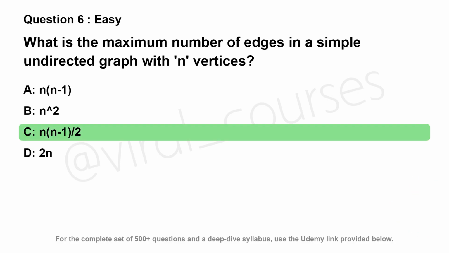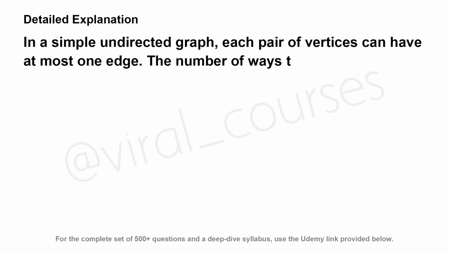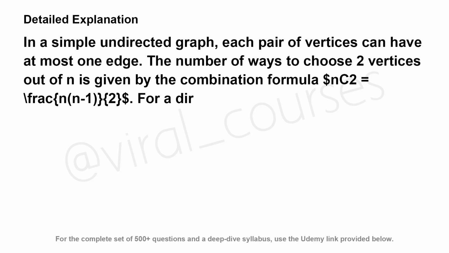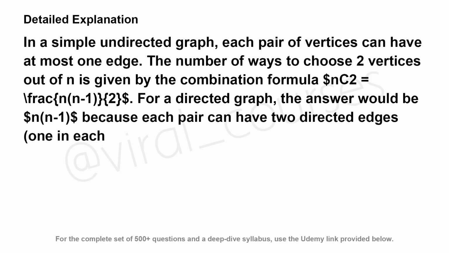The correct answer is C. In a simple undirected graph, each pair of vertices can have at most one edge. The number of ways to choose two vertices out of n is given by the combination formula nC2 equals n(n-1)/2. For a directed graph, the answer would be n(n-1), because each pair can have two directed edges, one in each direction.